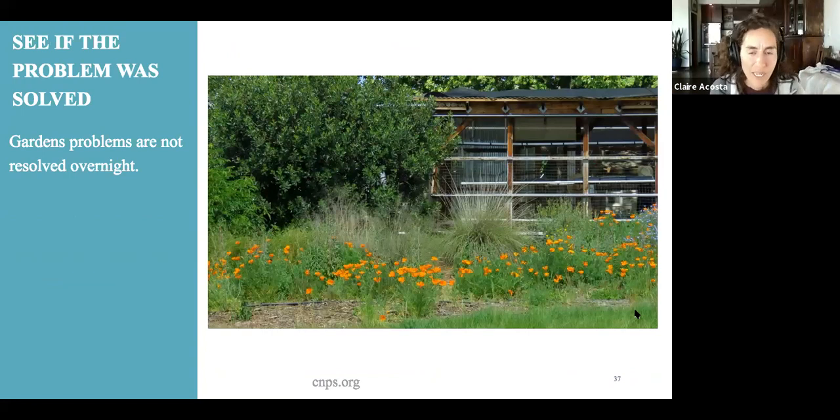Execute your plan, and then move on to seeing if the problem was solved, right? And it's a time frame thing. You should put a time frame on it. These things aren't going to happen overnight, especially when using IPM. This is a more non-toxic, holistic approach.